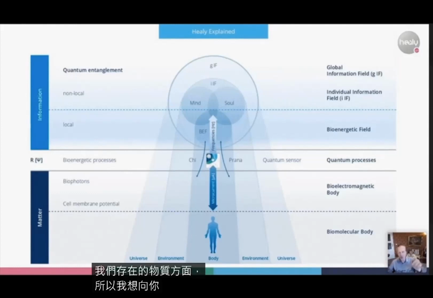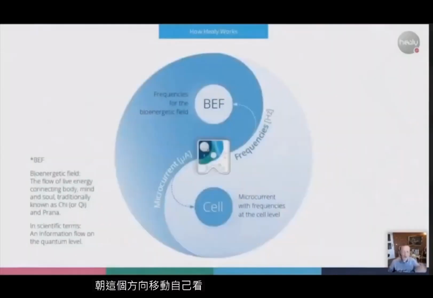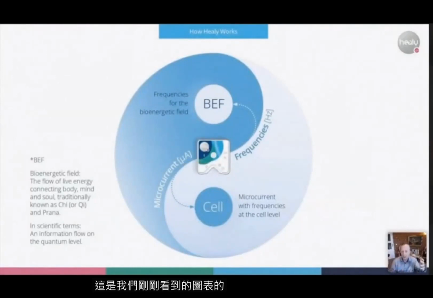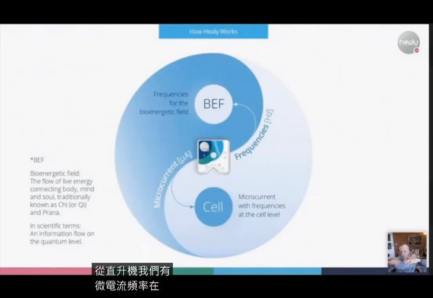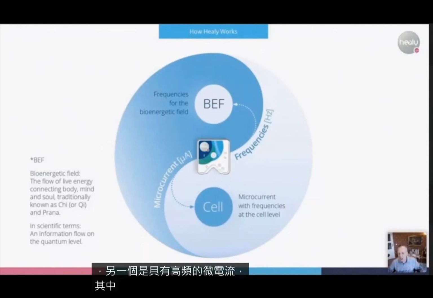So I want to show you, I can move myself in this direction. Look at this simple picture. It's a simplified version of the diagram which we just looked at. We still have the Healy in the center, and from the Healy we have microcurrent frequencies going in two directions. One direction is the microcurrent with the low frequencies, where the microcurrent itself is more predominant. And the other is the microcurrent with the high frequencies, where the frequencies are in the foreground.